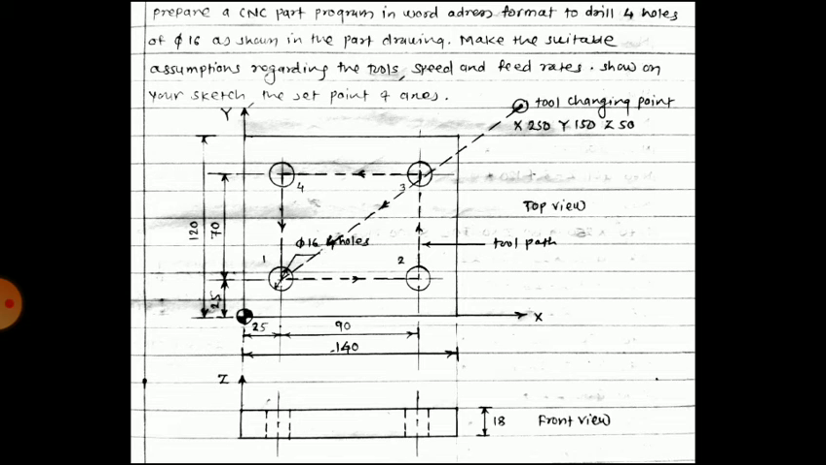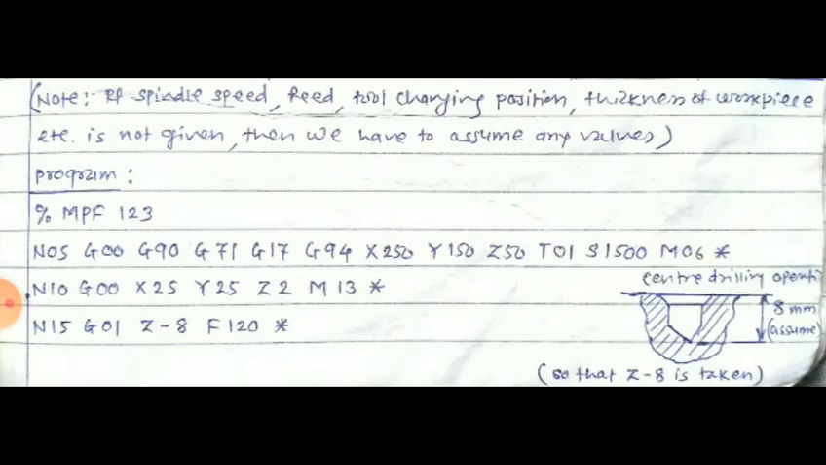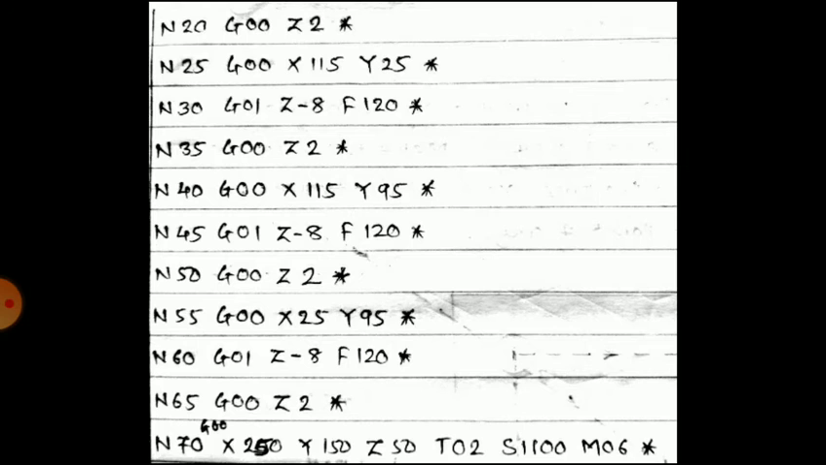So move the table to X25 Y95 for center drilling. In a milling machine operation, the tool moves along the Z axis only, and the table is moved along the X axis and Y axis. Then center drilling. N60 G01 Z-8 F120. So move the tool for the center drilling operation, that is the fourth hole. N65 G00 Z2. Take the tool back 2 mm above, out of the hole. Then the center drilling operation is completed.